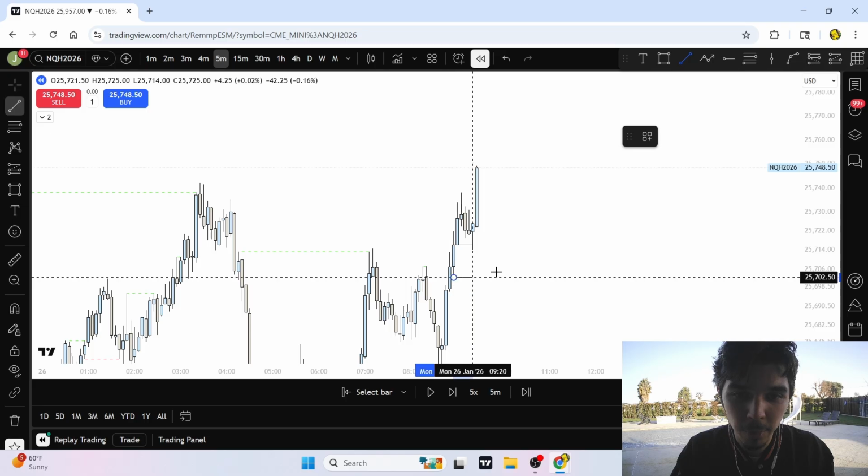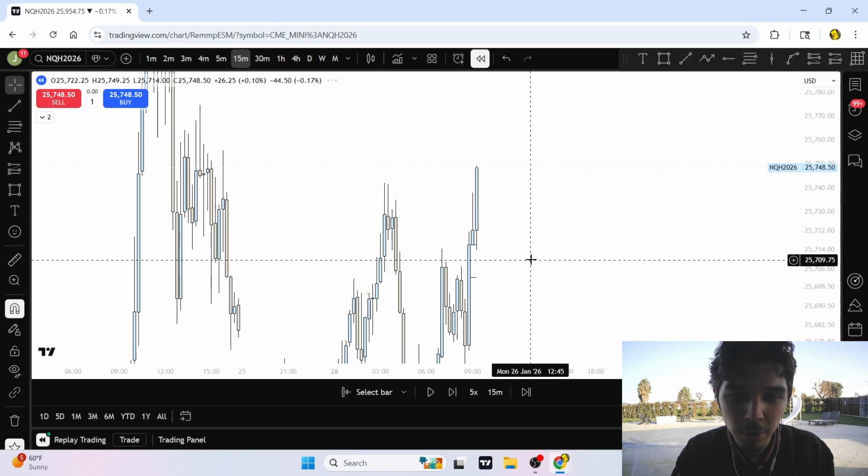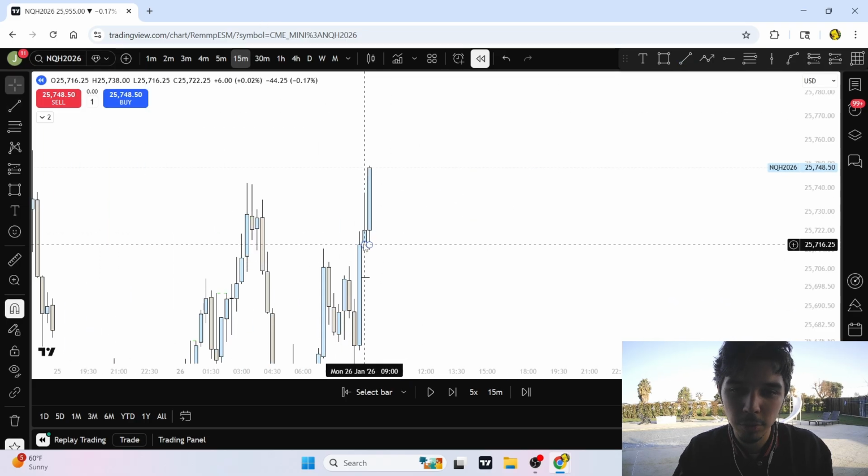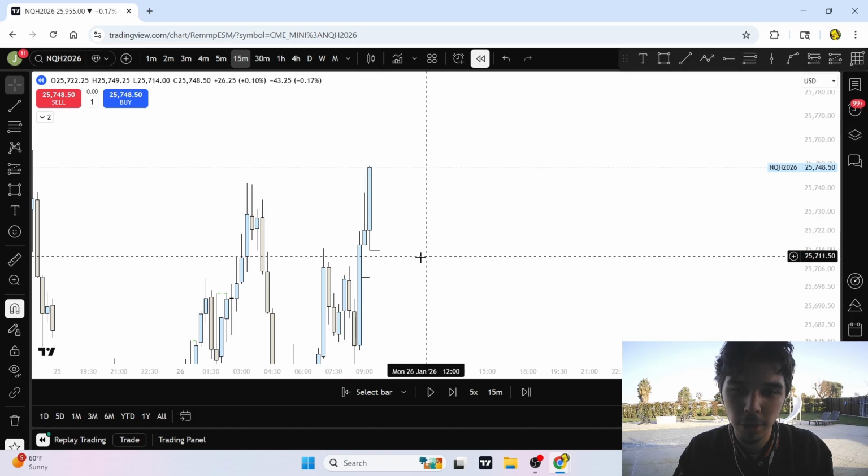We have this unfilled 5-minute right here. Awesome. Let's go to 15-minute. Okay, cool. There's a 15-minute gap right here with these 15-minute intermediate lows. Let's just go ahead and mark out those intermediate lows.